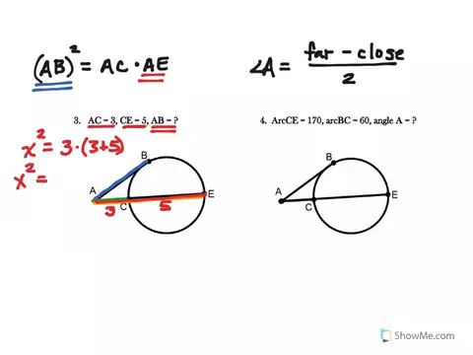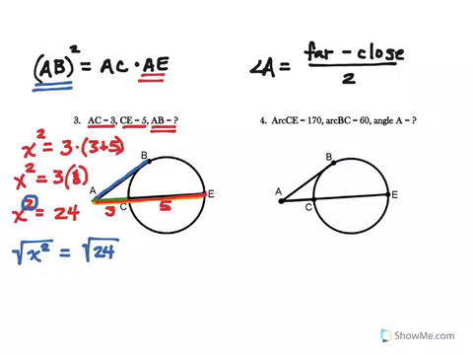X squared is equal to 3 times 8, which is equal to x squared is equal to 24. And then, of course, if we want to do the inverse operation of squaring something, that is to take the square root. So we would take the square root of both sides, square root of x squared and the square root of 24. And because x represents the length of AB, then we only are interested in the positive number. So we say x is equal to the positive square root of 24.